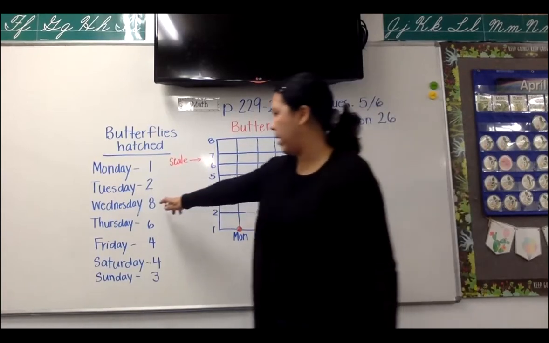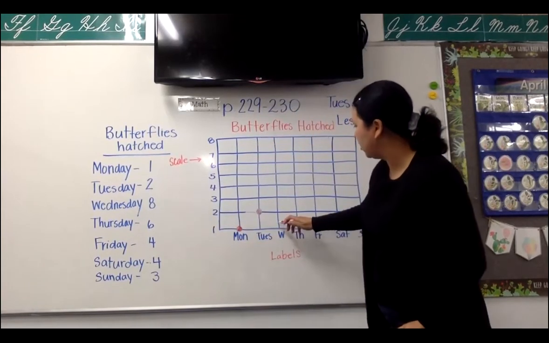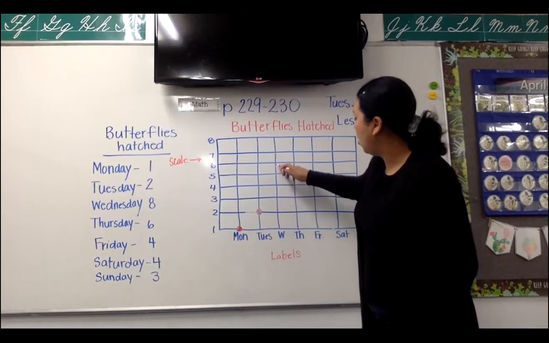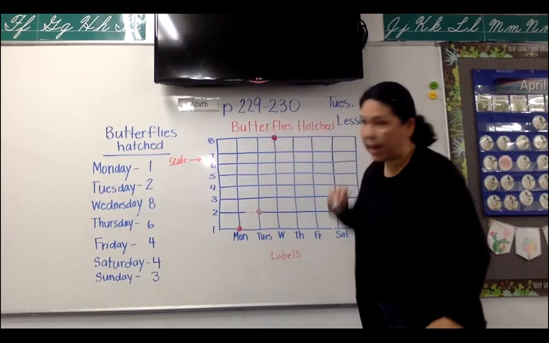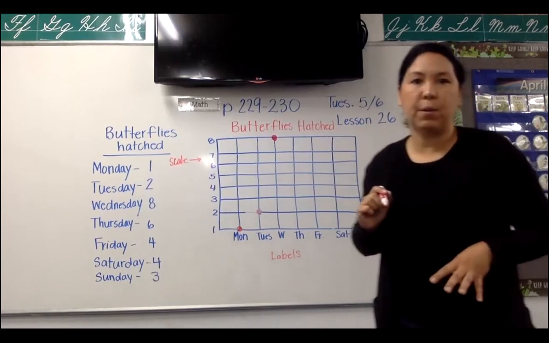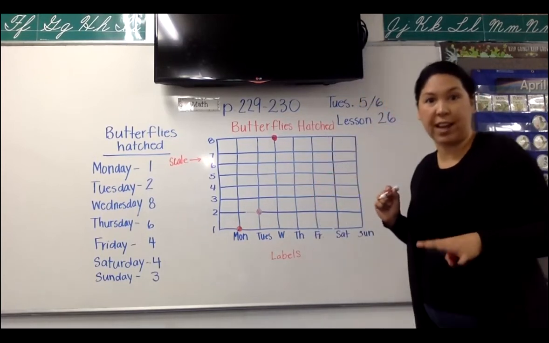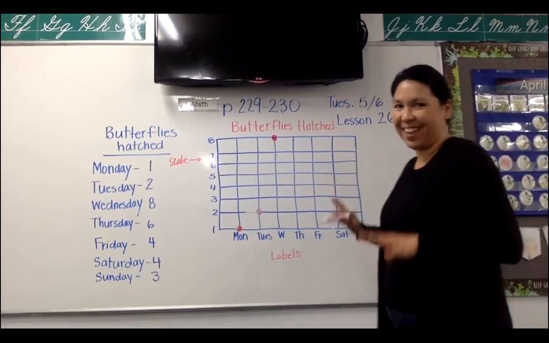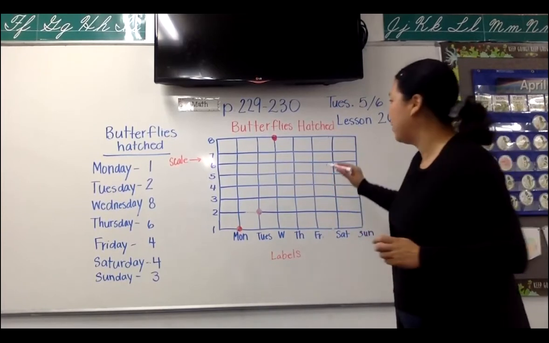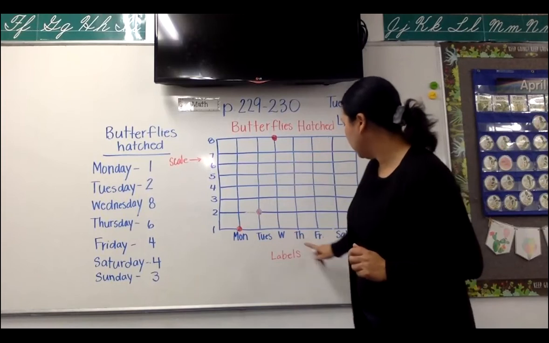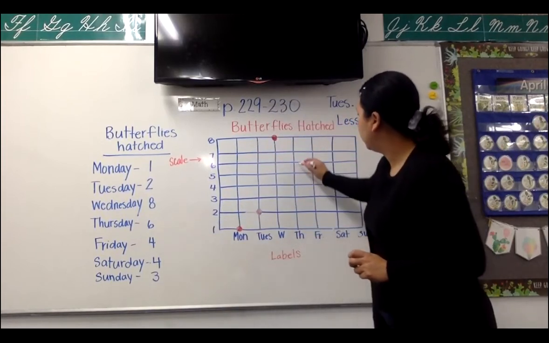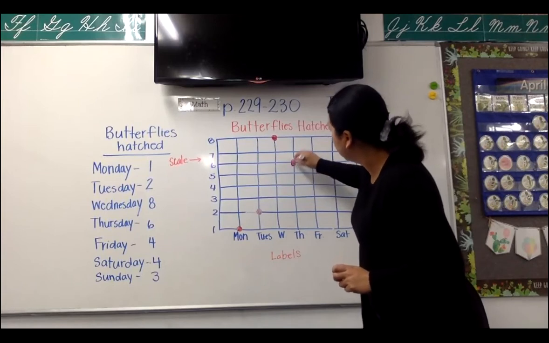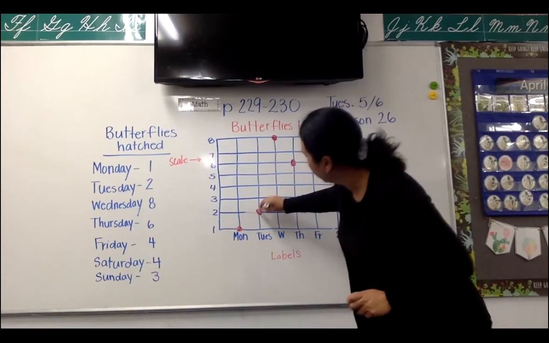Now Wednesday, how many? Eight. Ooh, oh my gosh, you guys, look. I gotta go all the way up on that line to eight. See that? And you guys, you're gonna get to plot on your graphs today, okay? So just wait. I'm doing this one, you get to do one in your book. Okay, then Thursday, how many? Six. So let's go up, there's six. It's a very dark color, so I'll color that in a little better.